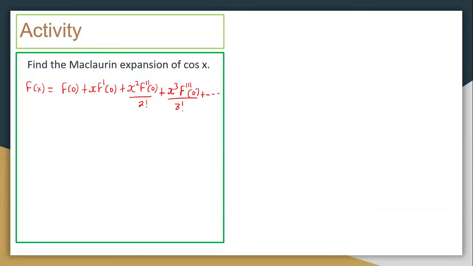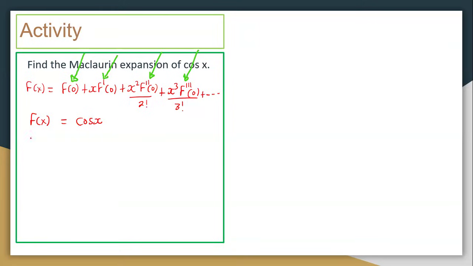Now your task, whenever you are handling such, is to identify what your function is. After identifying your function, do you know how to differentiate? If yes, then you are very good to go. For such a case, we have our function f of x equal to cos of x. Since they want us to find a Maclaurin's expansion, it means we need to find f of 0, f prime of 0, f double prime of 0, and f triple prime of 0.